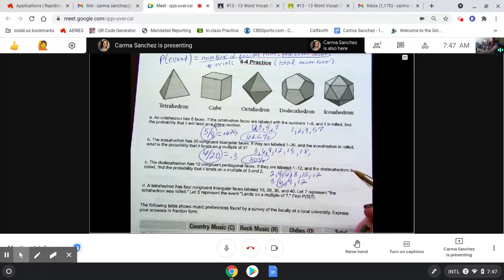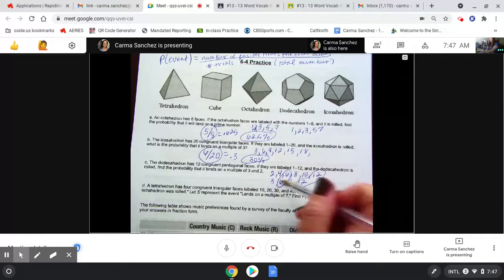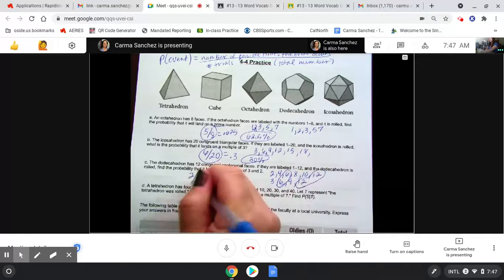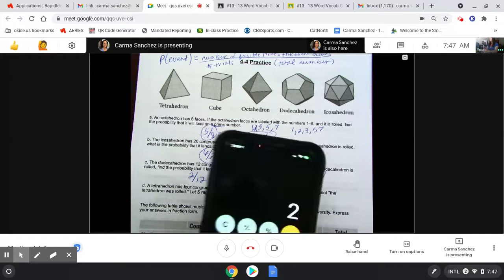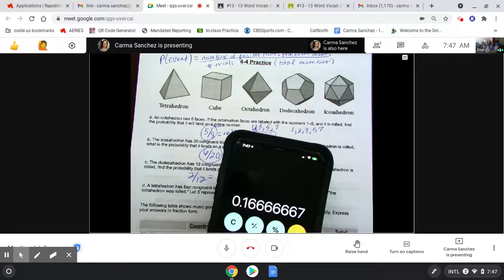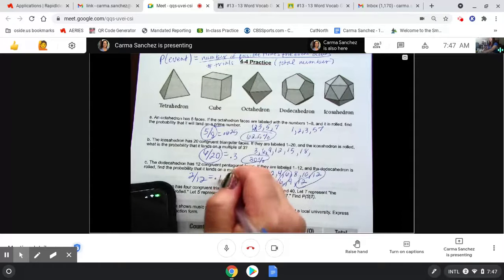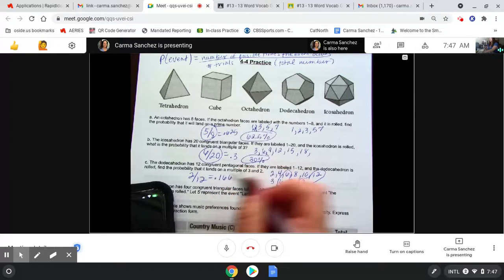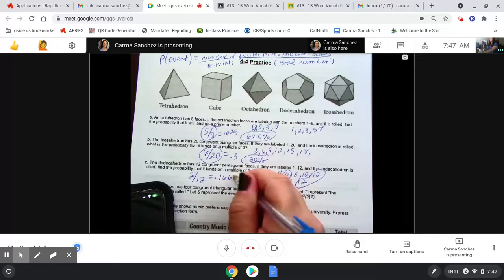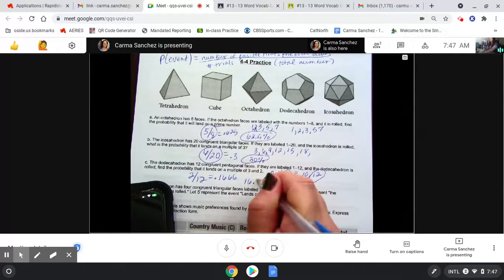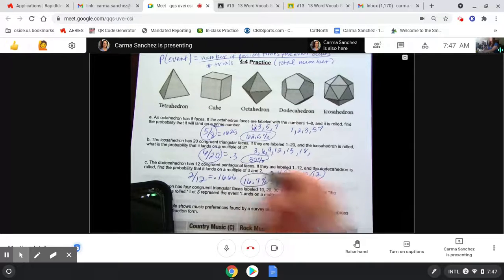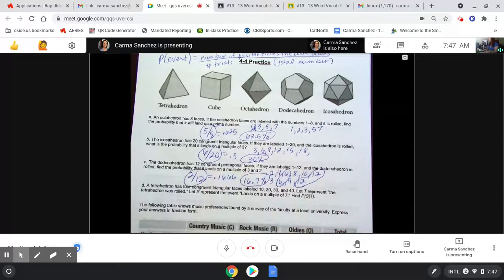This is a multiple of 2 and 3. This is a multiple of 2 and 3. There are 2 possibilities out of the 12 that could be rolled. So we're going to take 2 divided by 12, and we get 0.166. And then we're going to move the decimal twice, and that is a 16.7% chance. So we give the fraction and the percent.